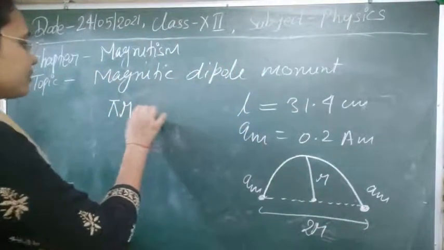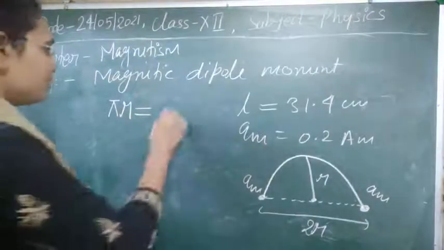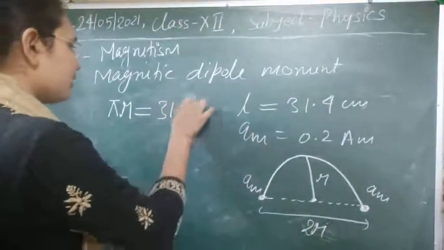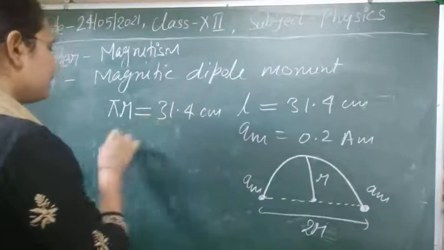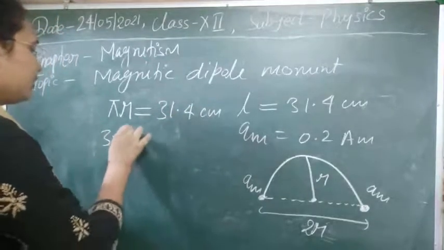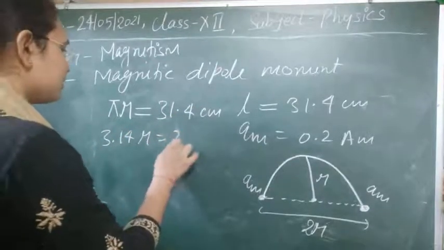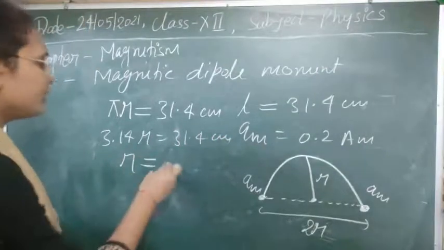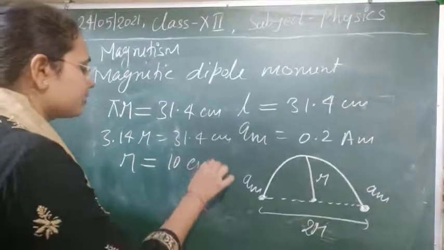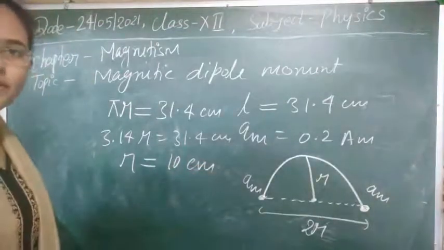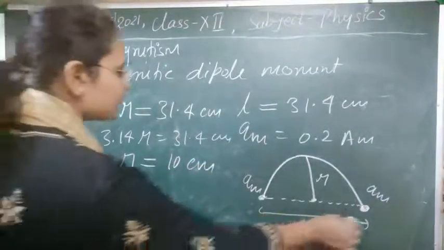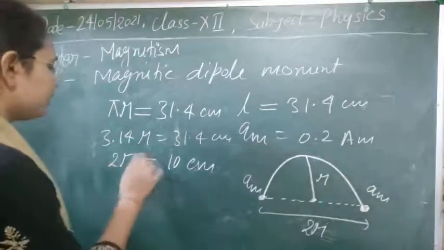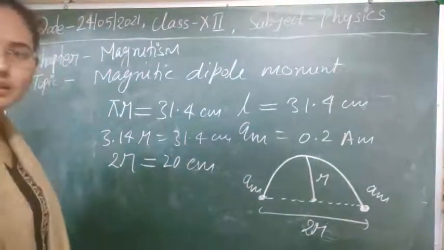So let's see first what is the value of r here. Pi r is equal to 31.4 centimeter, and if you solve it, r is obtained as 10 centimeter. So as the radius of the semicircle is 10 centimeter, the distance between these two poles will become 20 centimeter. Clear?